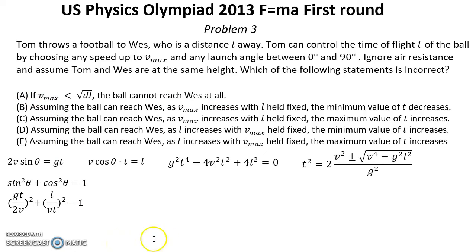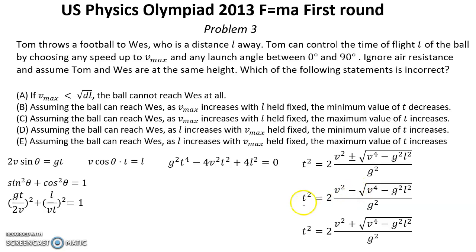Let's go further. For the negative sign, we have minimum time, and if we increase L, this root will decrease. It means that the time will increase, which is not the answer for D. If we take maximum time and we increase L, this root will decrease and time will decrease, which for answer E is good, because here we have a negative answer, which is correct. So E could be the correct answer.